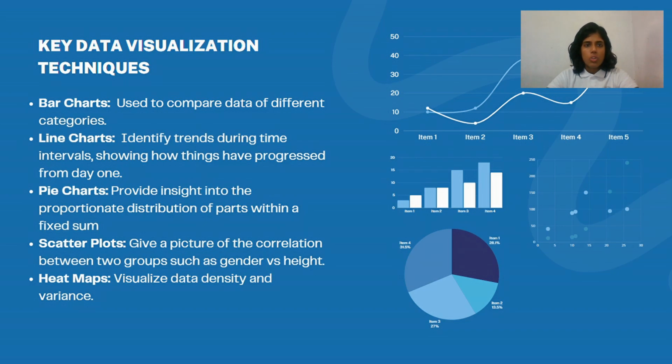Scatter plots show the correlation between two variables, such as gender with height, allowing us to identify relationships and patterns. Heat maps visualize data density and variance, highlighting areas of higher concentration within the dataset. Each of these techniques serves a specific purpose and helps to understand different aspects of our data sets.